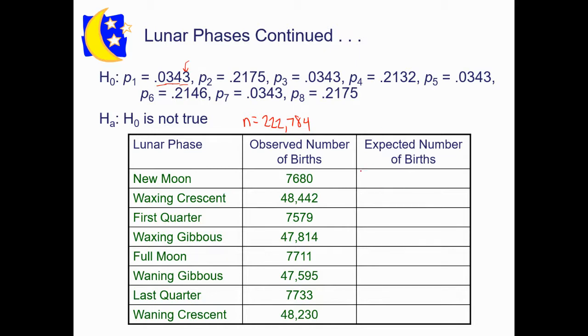So, anyways, let's do 222,784 times, what did we say P1 was? What was the fraction for P1? 24 over 699. And that would equal, should be 7,649.24.